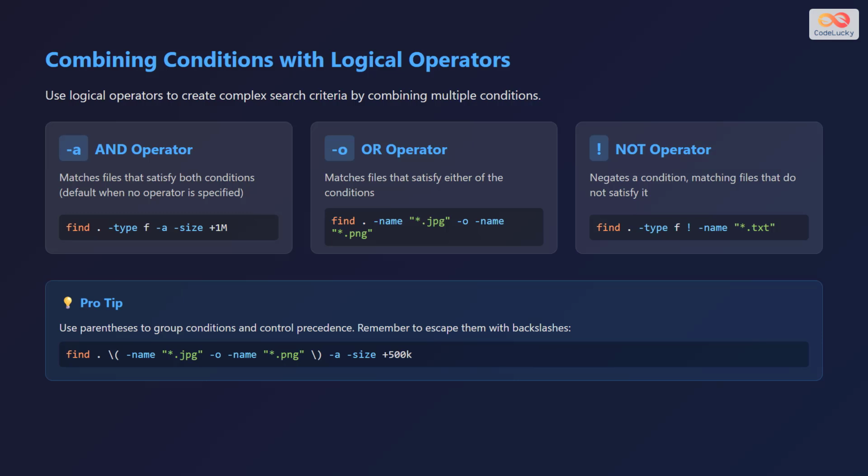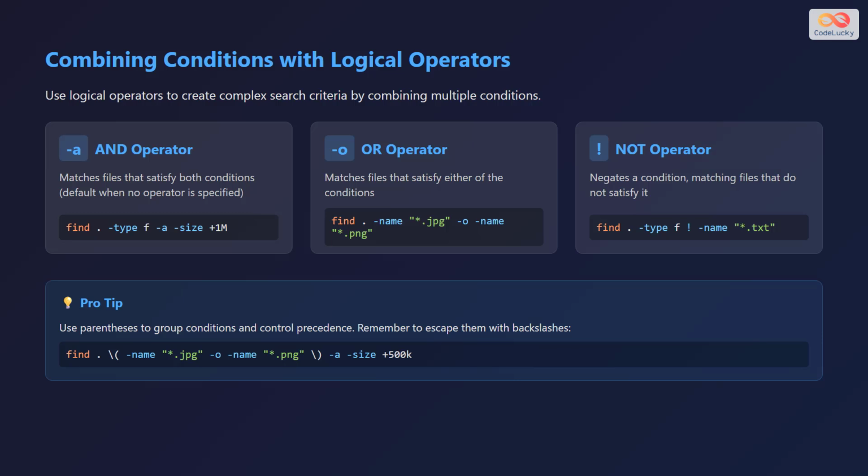You can use logical operators to create complex search criteria by combining multiple conditions. The and operator, represented by -a, matches files that satisfy both conditions. This operator is the default when no operator is specified. For example, find . -type f -a -size +1M finds files that are both of type file and larger than 1 megabyte.